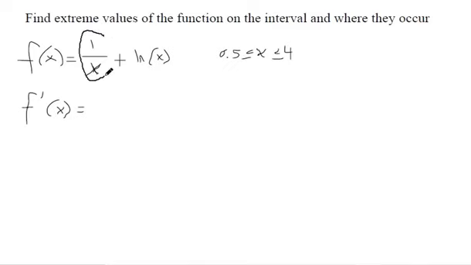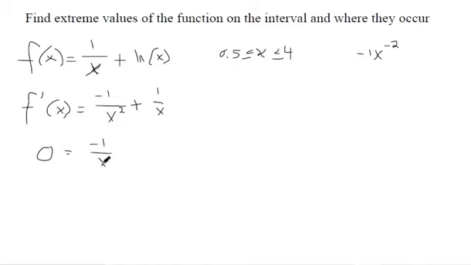Okay, so like this term right here, that's x to the negative first, right? So the derivative, the negative 1 comes down, and then the power gets reduced by 1. Or in other words, that's negative 1 over x squared. That's the derivative of this term. And the derivative of natural log of x, that's 1 over x. Okay, we're supposed to set that derivative equal to 0.